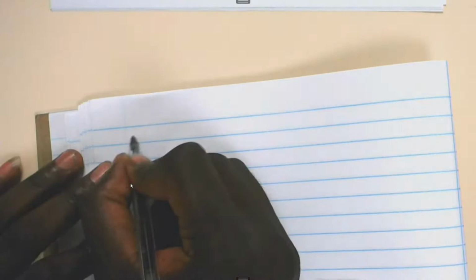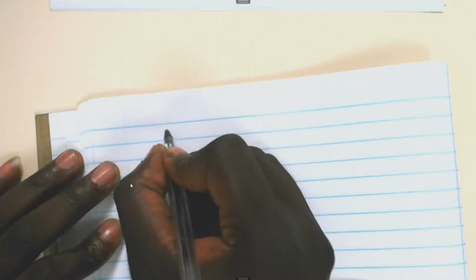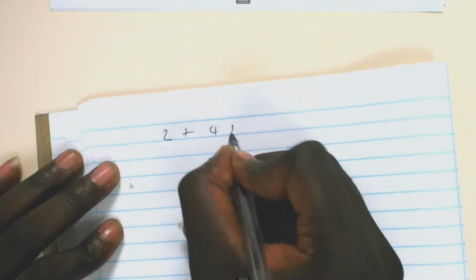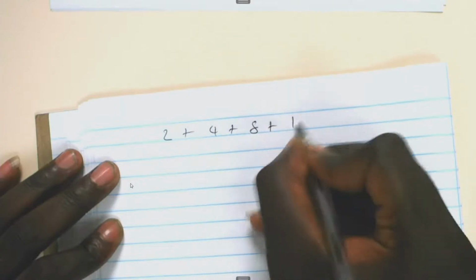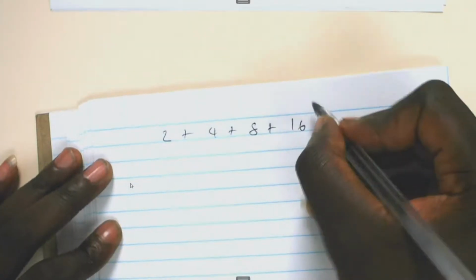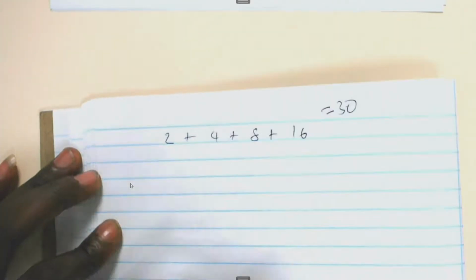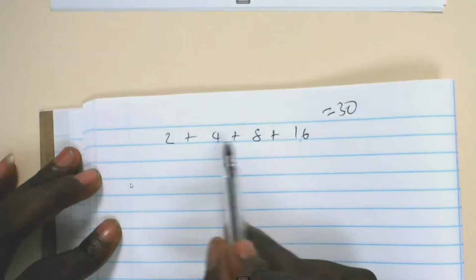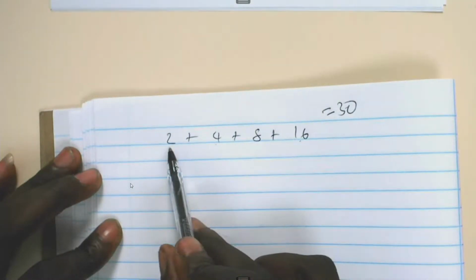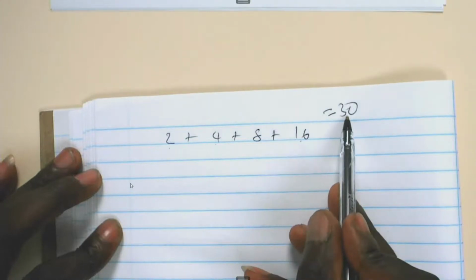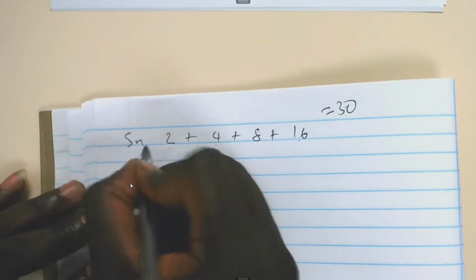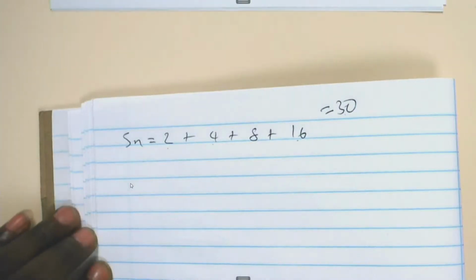First with the numbers. Now if we have a series 2 plus 4 plus 8 plus 16, the sum of these four terms there is 30. 16 plus 4, it's 20, 8 plus 2, it's 10, 20 plus 10, it's 30. Now this is our Sn. This is the sum of the first four terms.